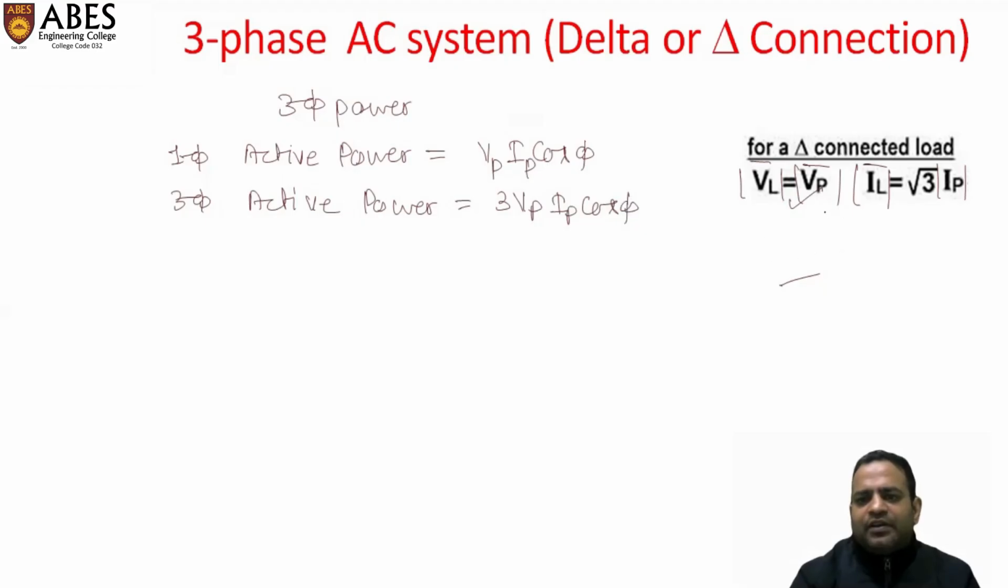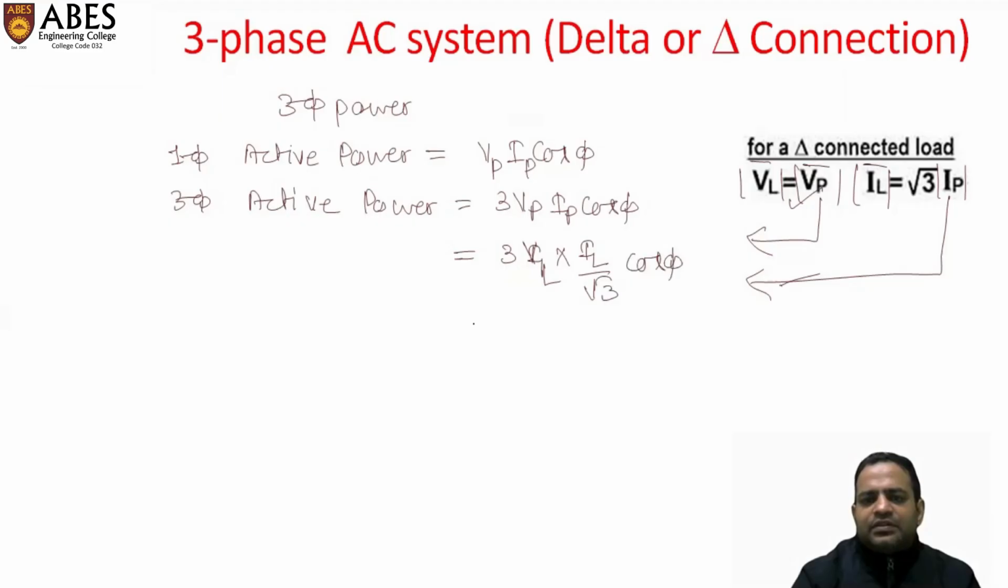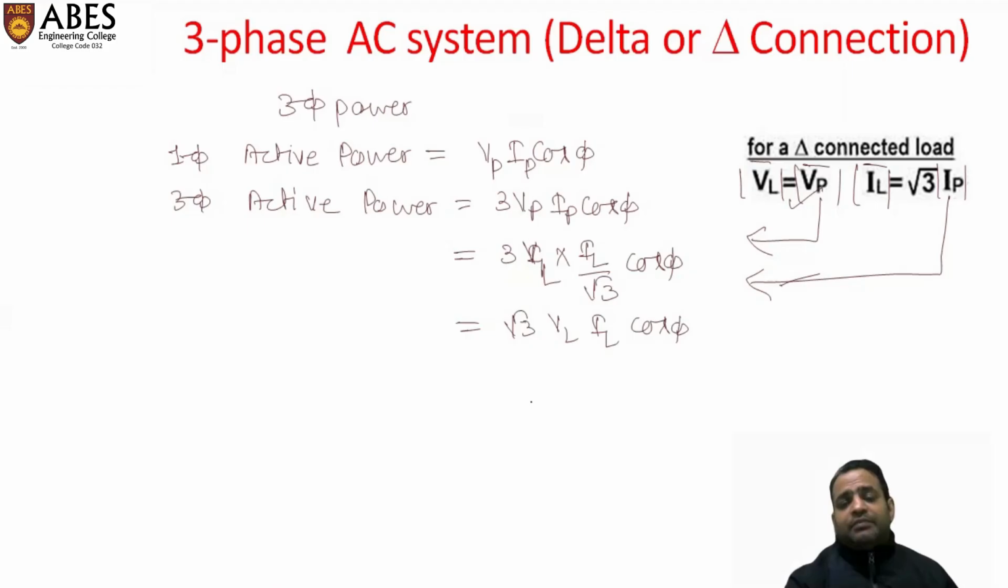If we put the value of Vp and Ip here, Vp is equal to VL, and what is the value of Ip? IL divided by root 3. Cos phi. So the value is root 3 VL IL cos phi, which is similar to the active power in the case of star connection.